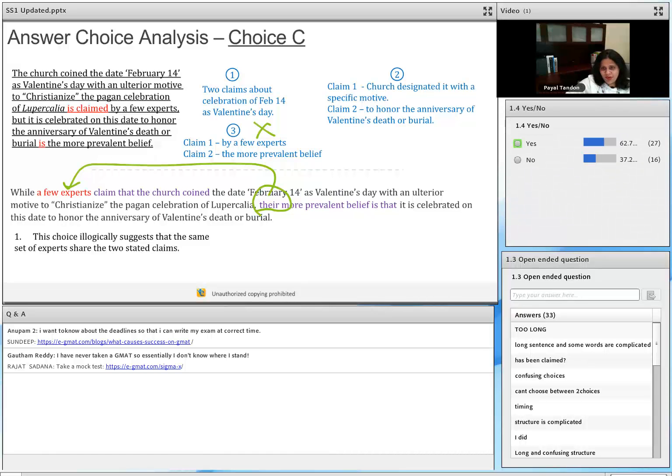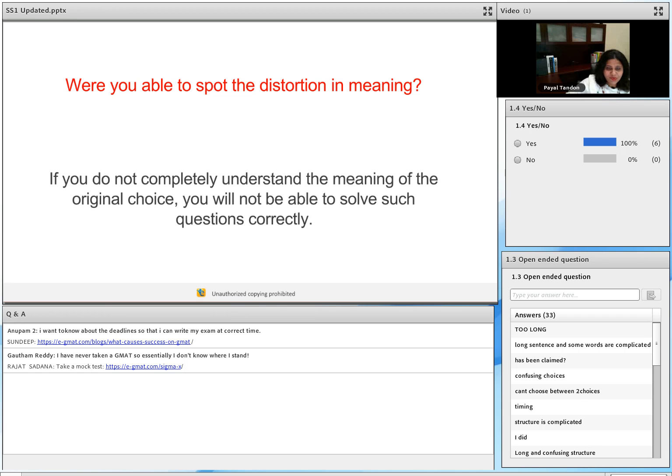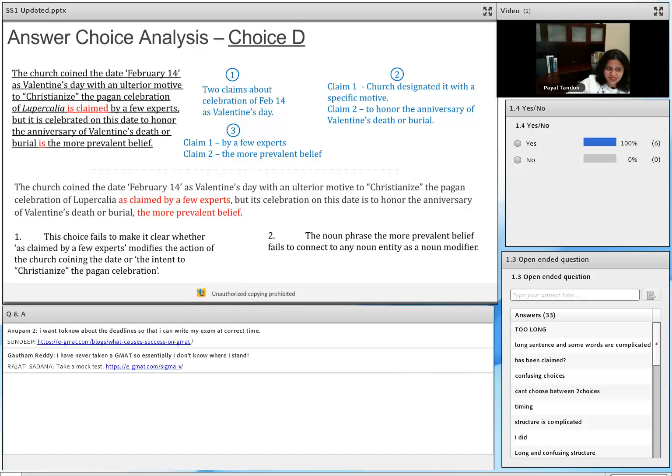So everyone who selected choice C, do you see where you faltered? You faltered because you were not able to take the meaning expressed by this point number 3. You didn't take that meaning with you. Essentially, when you're solving, let me go through choice D as well, because choice D was also a very popular choice. So for choice C, you were not able to spot the distortion in meaning. And this happened because you didn't understand completely the meaning of the original sentence. Okay.